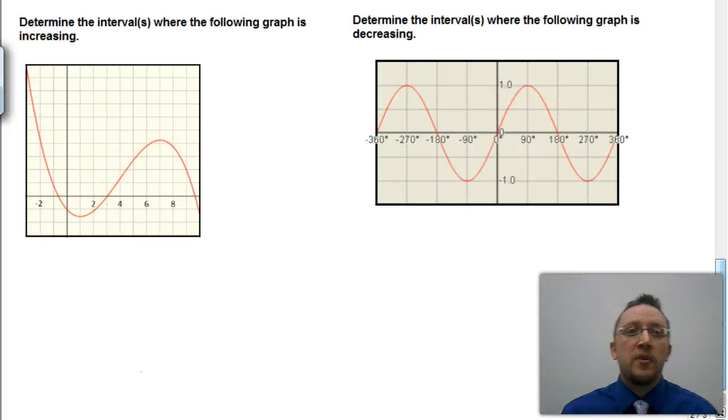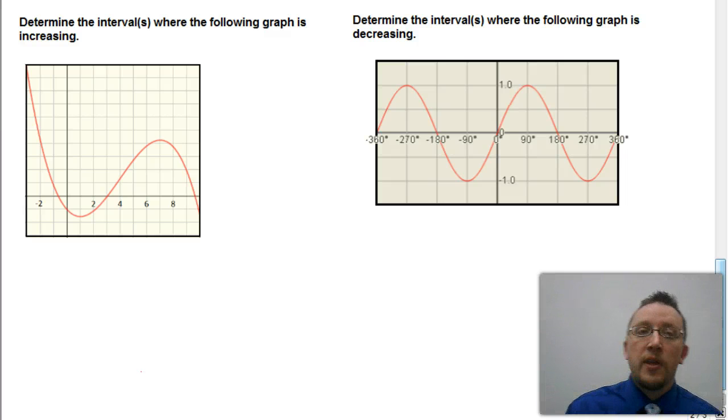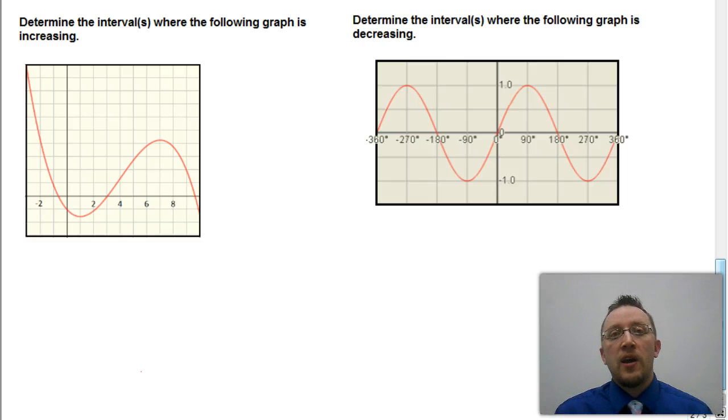So here we have a couple of graphs. And you can see here that in the first one on the upper left there, we're looking to see at what intervals that graph is increasing. And in the graph right above me here, we're going to be looking at at what intervals the graph is decreasing. But before you try some on your own, let's look at some together.